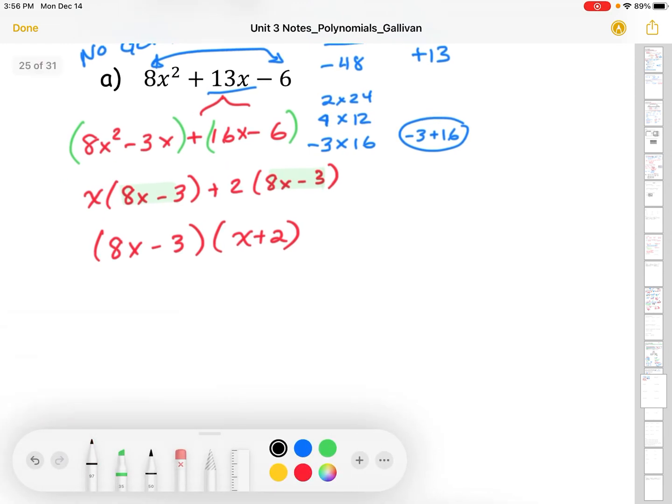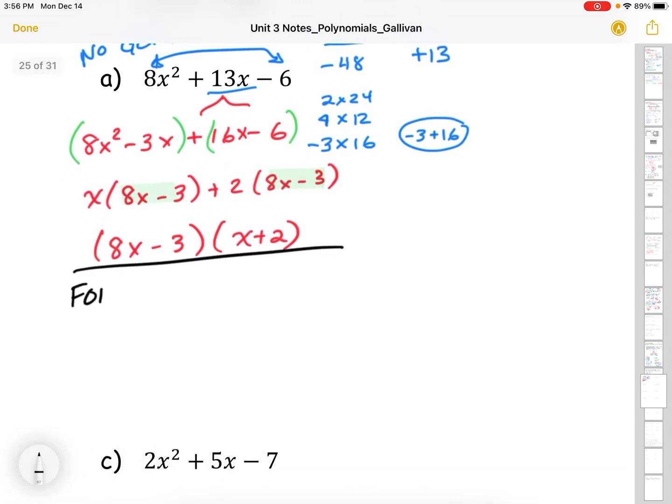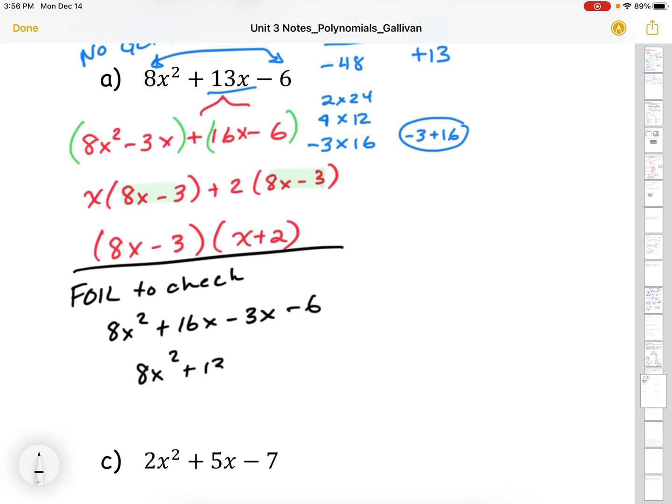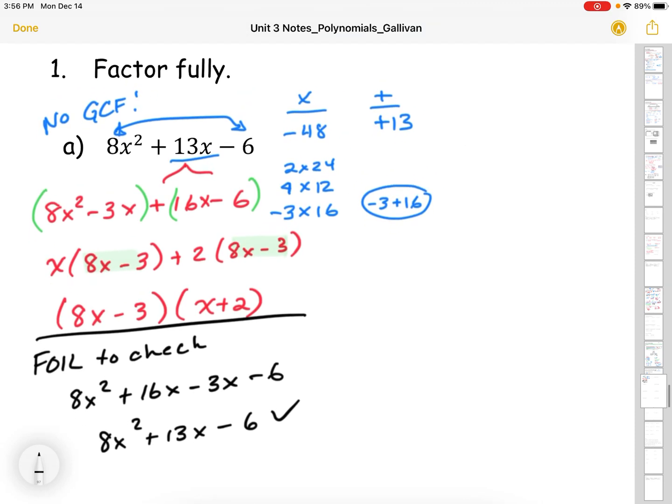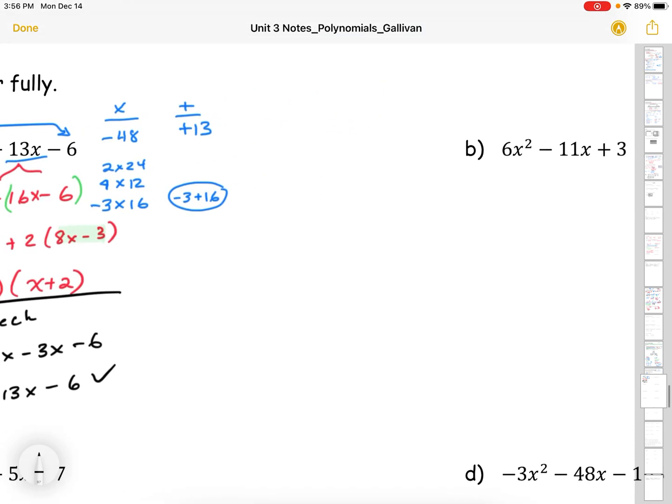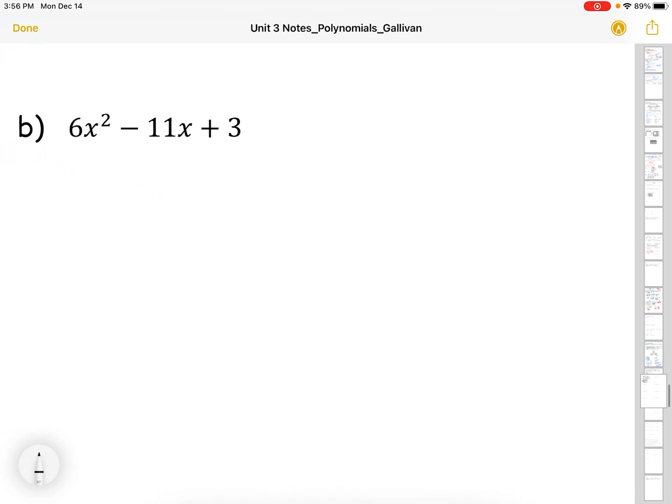Now if we want to check that, we can check using FOIL. So I do that. I'll get 8x squared plus 16x minus 3x minus 6, 8x squared plus 13x minus 6. So check, I have what I started with, it works. Okay, let's do another one.